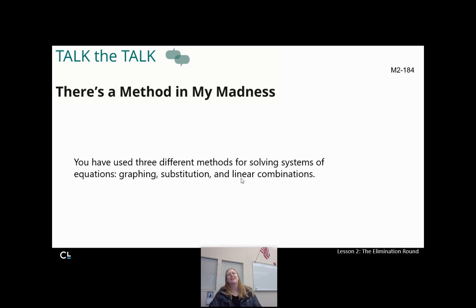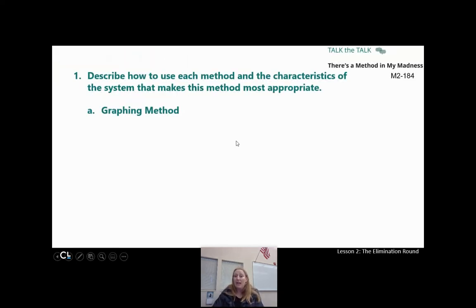So let's do the talk of the talk real quick. We have now used 3 different methods for solving systems of equations: graphing, substitution, and linear combinations, all right? The graphing method, what's good about it? What's bad about it? When is it a good time to use the graphing method? Maybe that's a great question to ask.